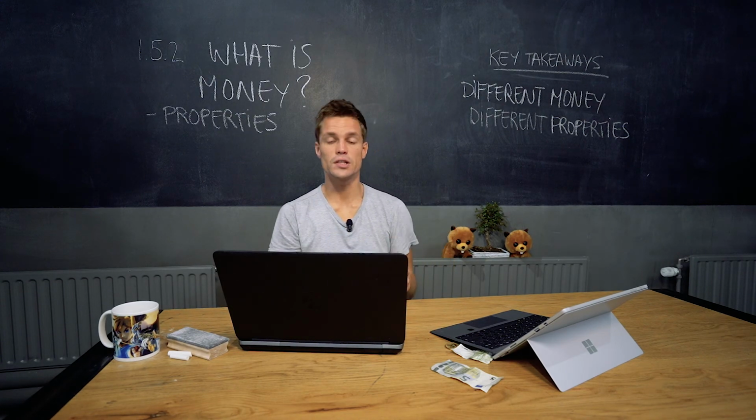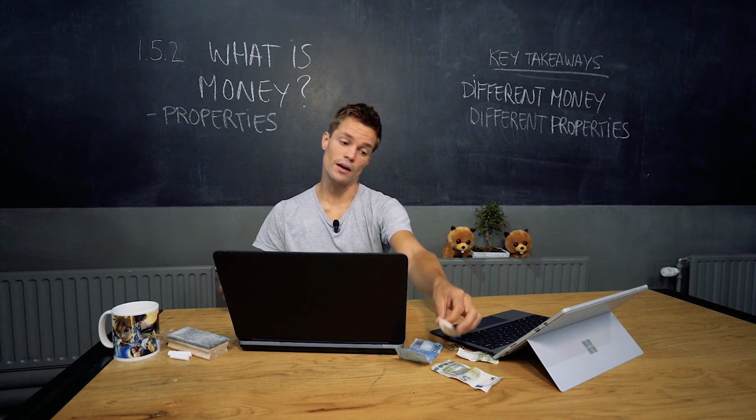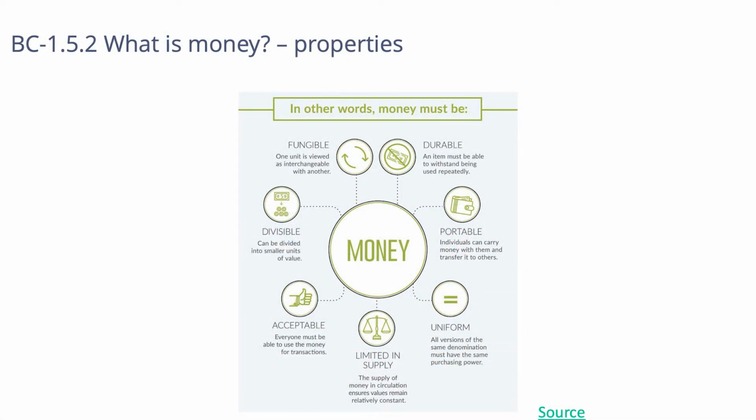Of course, you will see this here. This has different properties than this one, different types of money. Digital money, once again, has different properties, different money. So the first one up is that it must be durable.